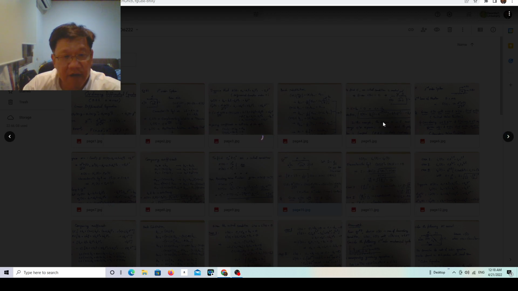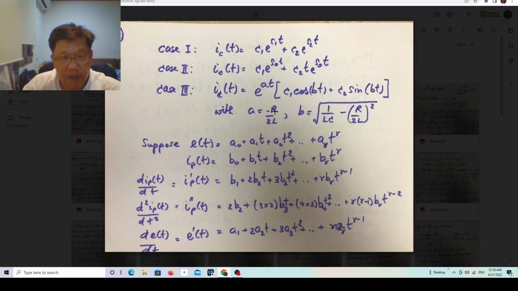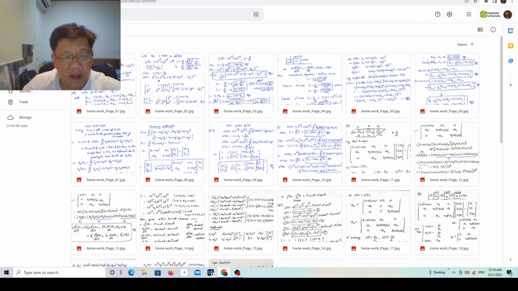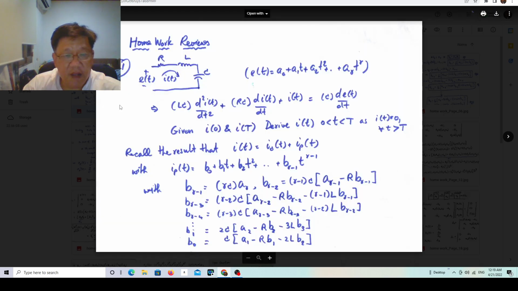We have three cases, and in each case, this is the resulting general form for the complementary solution. But for the particular solution, we already explained that it's going to be a polynomial of order r minus 1. And certainly you can substitute i sub p(t) into the left-hand side, and put e as a function of t on the right-hand side, and then do what we call the coefficient comparison.